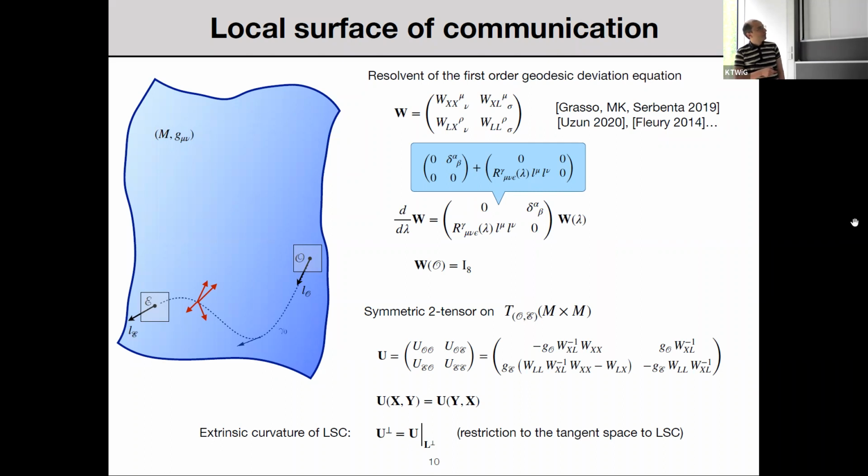G-zero is the metric, and then you have this thing here. And you can show that the resulting U defines a tensor in the tangent space to the product manifold. And this tensor is also, quite curiously, always symmetric. It's very non-obvious from this formula, but it's true. And now how do you get the extrinsic curvature? Well, you simply restrict this tensor here to the space normal to L. And there you go, you define the shape of the local surface of commutation.